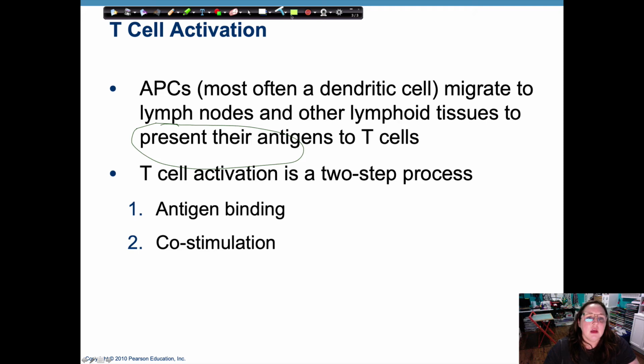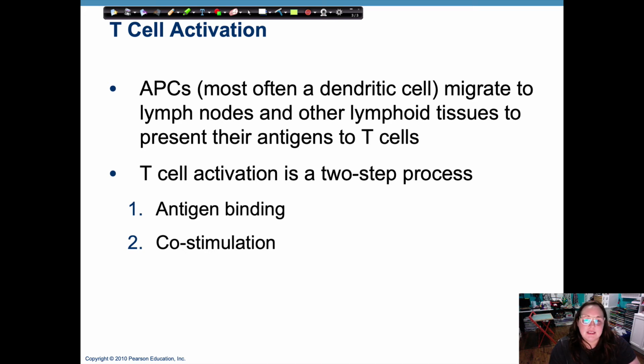Okay. So in order for T cells to become activated, antigen-presenting cells are going to migrate to the lymph nodes, and they're going to present the antigen that they found to the T cells. So T cell activation is a two-step process. The first thing that's going to happen is the antigen is going to bind, and then the antigen actually has to do something called co-stimulation.